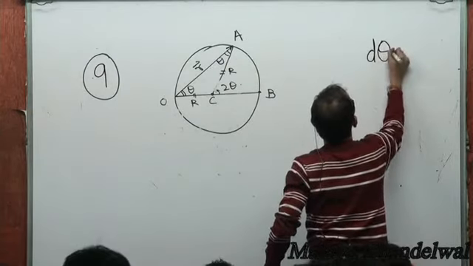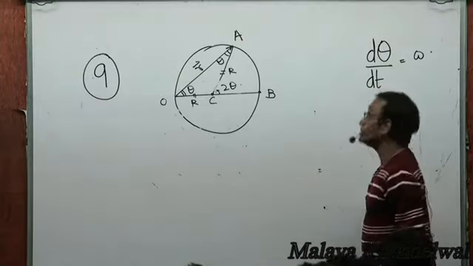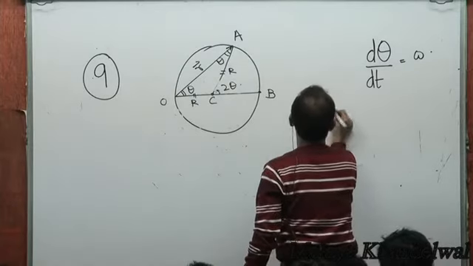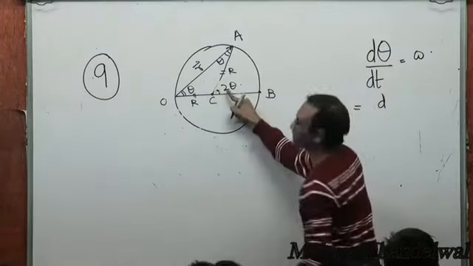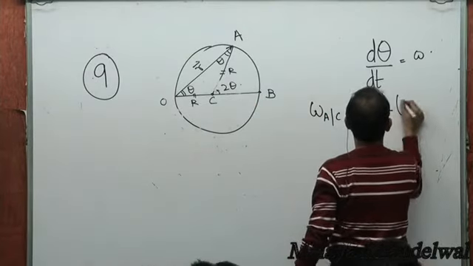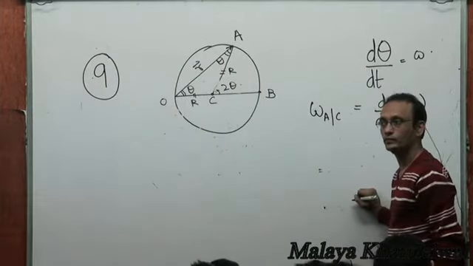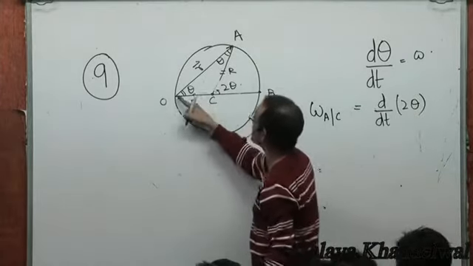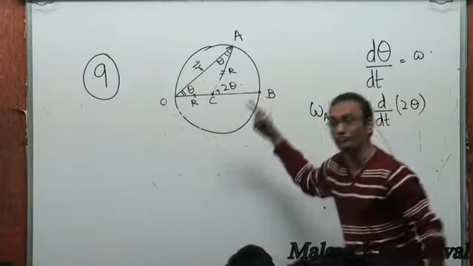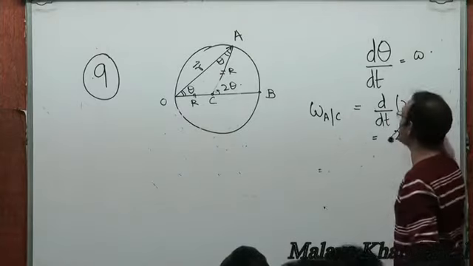Now, the angular velocity of A as seen by C. Angular velocity of A as seen by C would be d dt of 2 theta. Yes or no? It would be d dt of 2 theta. Angular velocity of A as seen by O would be d dt of theta. Angular velocity of A as seen by C is going to be d dt of 2 theta, right? Which would be 2 omega. 2 comes out, d theta dt is omega.